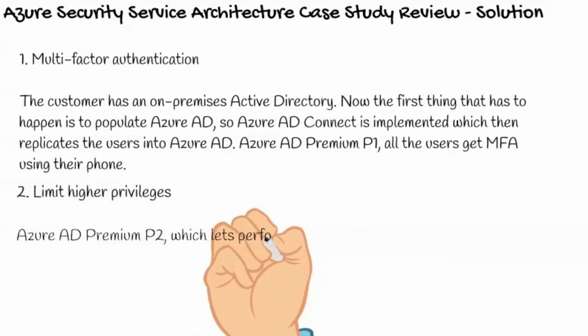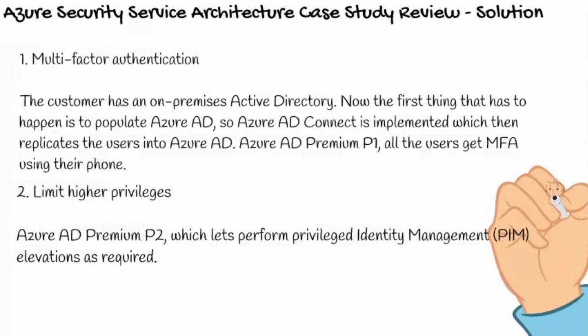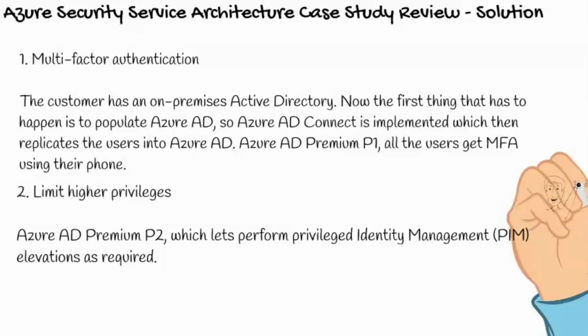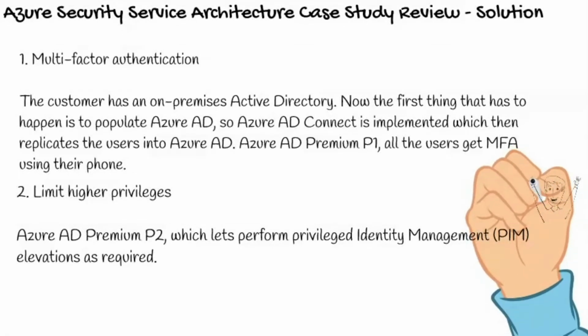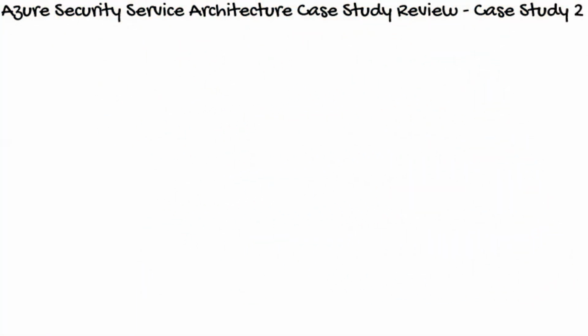Limit higher privileges: Azure Active Directory Premium P2 lets you perform Privileged Identity Management (PIM) elevations as required. The client is happy. They now have an idea about the services that cater to their requirements. Let's consider the other as-is scenario.